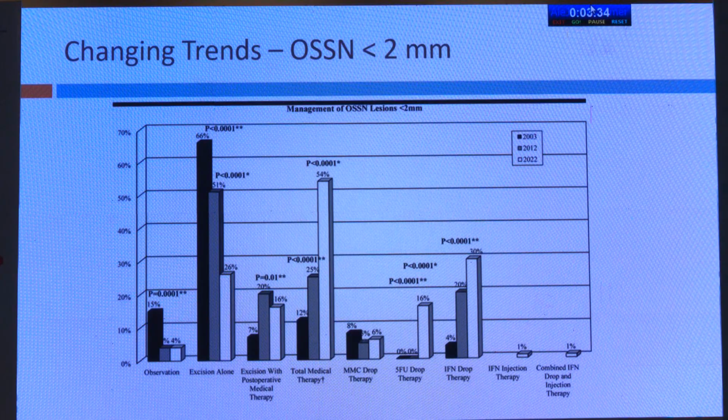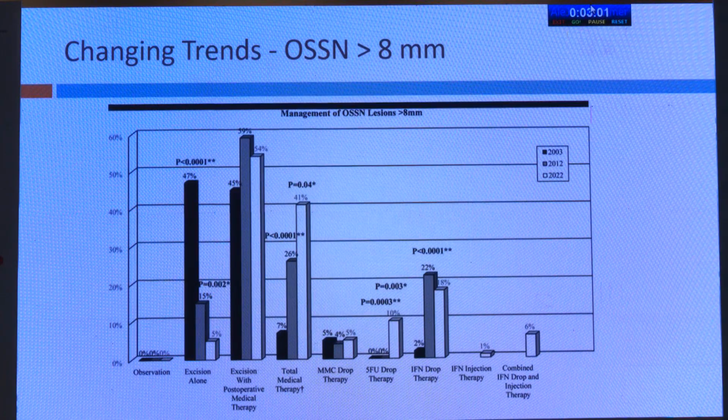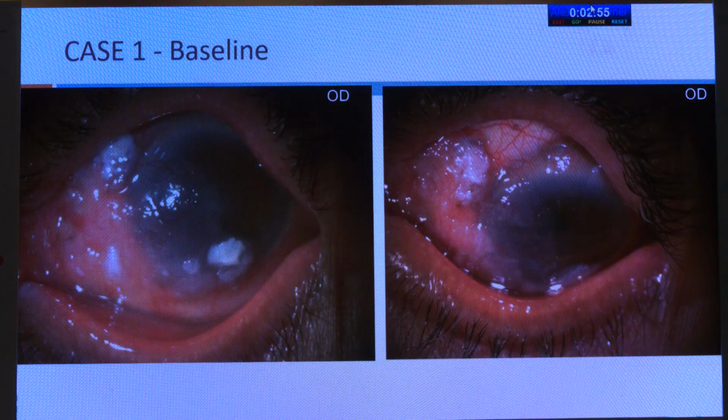Now, this was a survey done in the US over 3 decades. Three surveys were done with a similar questionnaire in 2003, 2012 and 2022, where a paradigm shift was noted in the management of OSSN. While initially management was predominantly surgery, it has now shifted to topical chemotherapy or a combination of excision with chemotherapy. You can see that excision alone was the 66% preferred treatment choice, while in the recent study, 54% of the surgeons prefer only topical chemotherapy for less than 2 millimeter OSSN. For 2 to 8 millimeter and more than 8 millimeter also, a shift from surgery to topical chemotherapy has been noted. So let's see a few case scenarios.